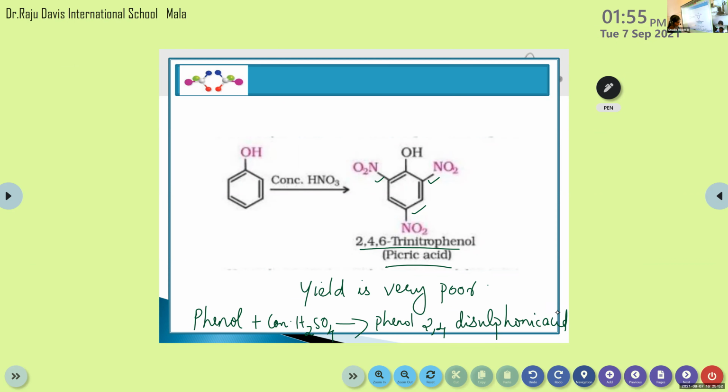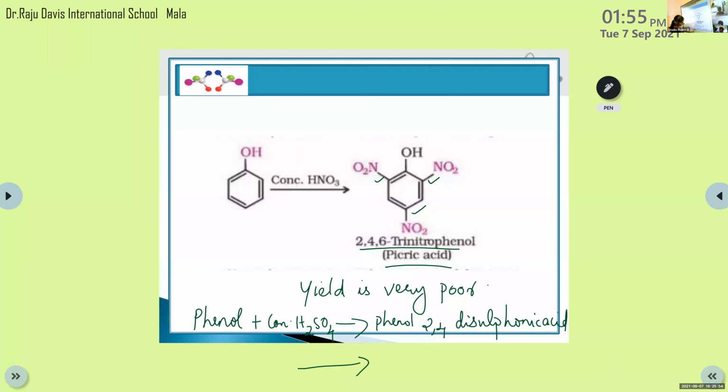Then later, it will react with concentrated nitric acid, and the product formed is 2,4,6-trinitrophenol. So this is the actual method of preparation of picric acid, because during the direct conversion of phenol into picric acid, the yield is very poor. Only a small amount of product will be obtained. That's the reason.